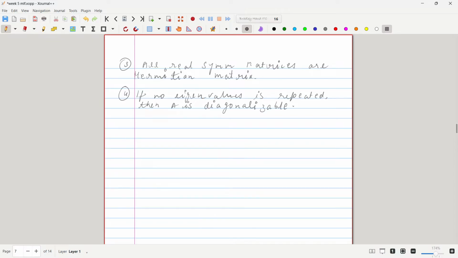You all remember how to find whether A is diagonalizable or not? A is equal to PDP inverse. Here A will be your Hermitian matrix, P will be your eigenvectors, D will be the diagonal matrix of your eigenvalues, and P inverse will be the inverse of your eigenvectors. Okay.